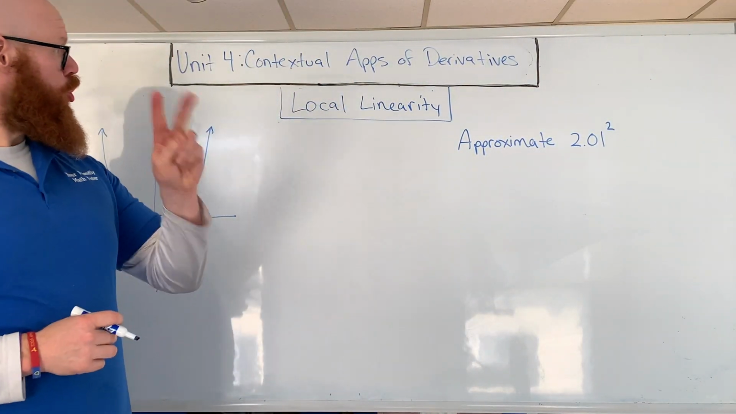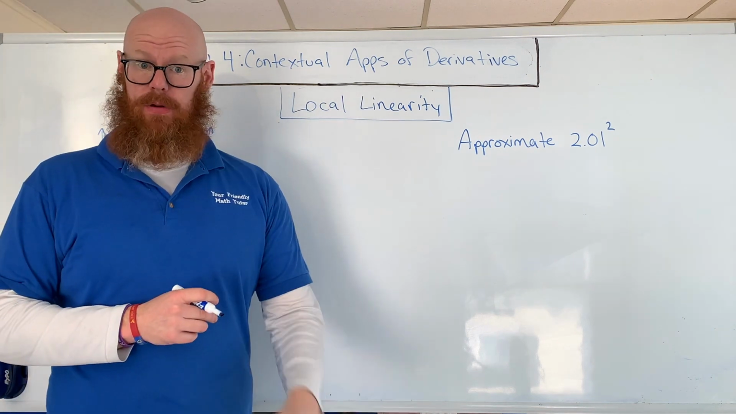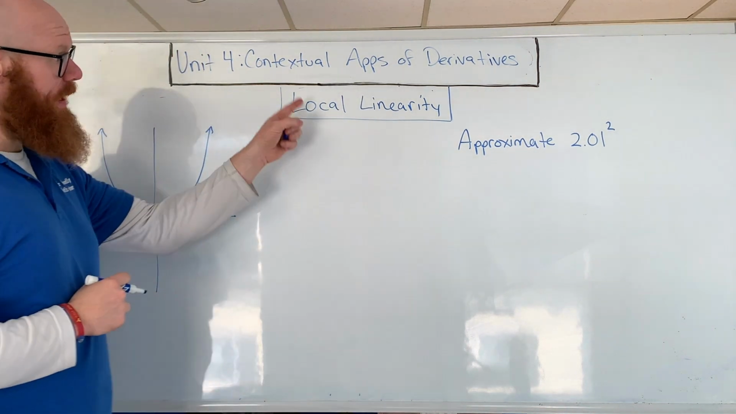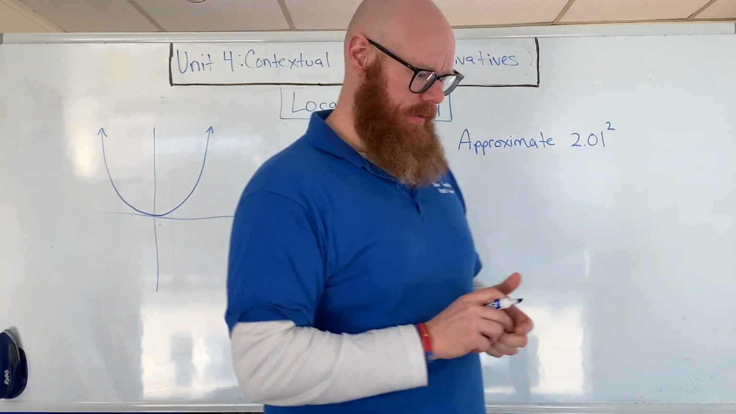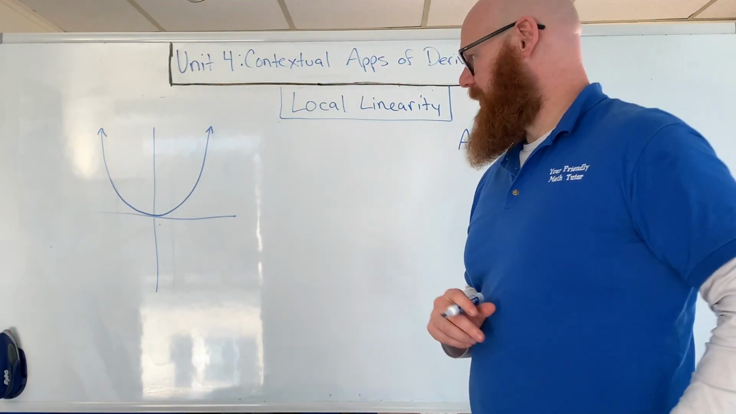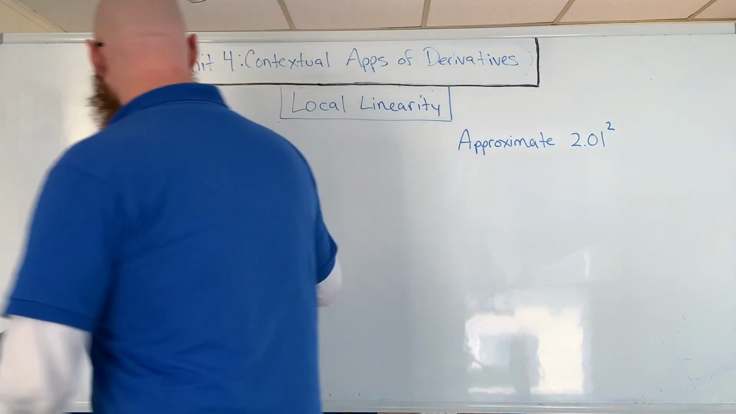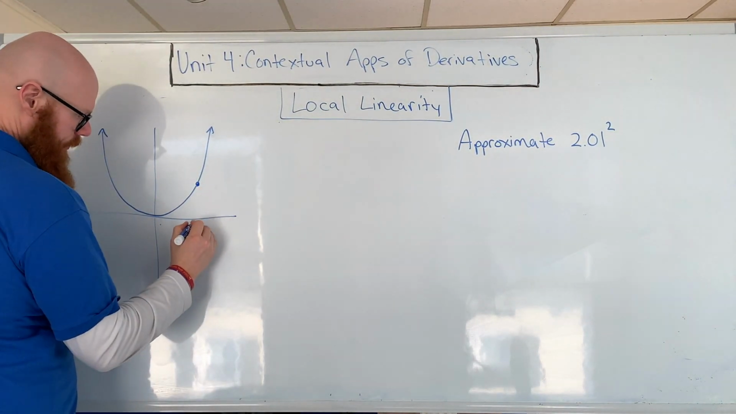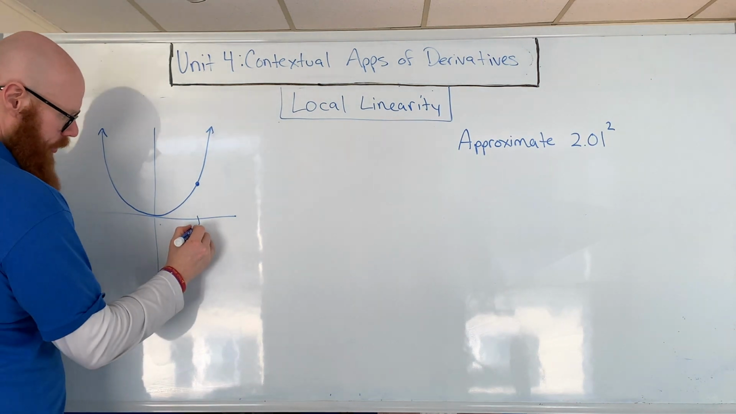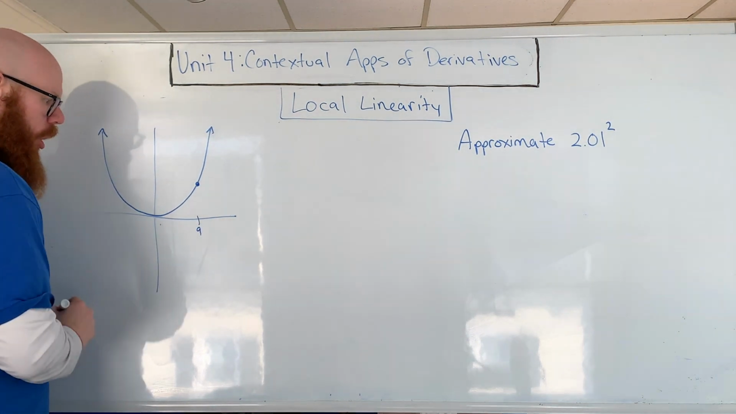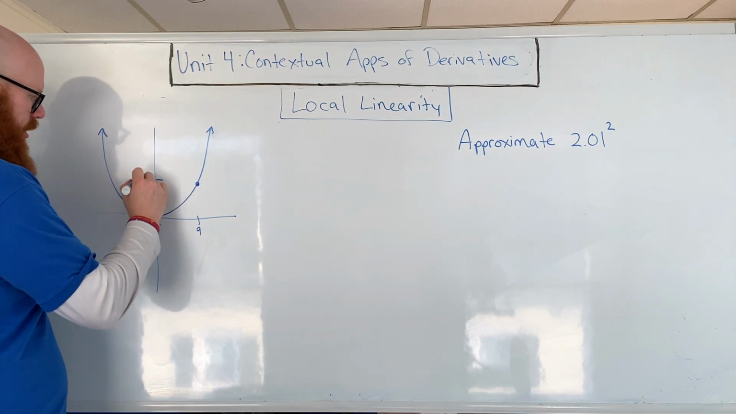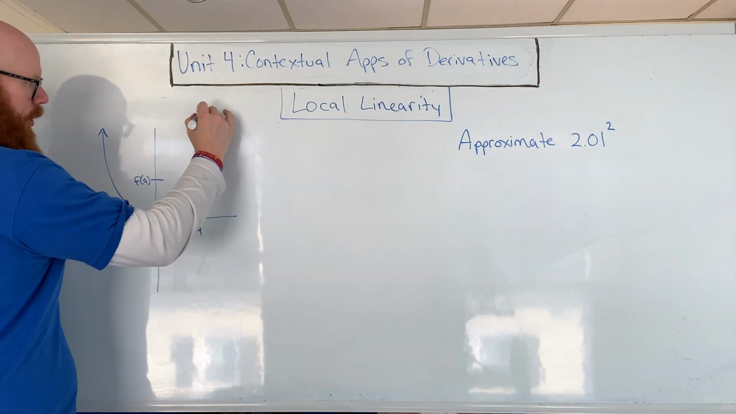So 2 more applications of derivatives, contextual applications of derivatives. And the next one is local linearity. So what that means is, let's say we have a curve, and I'm going to pick a point on that curve. And that specific x value, I'm going to call a. And the y value, when I plug it in, is simply just going to be f of a. So we're going to call this curve f of x.